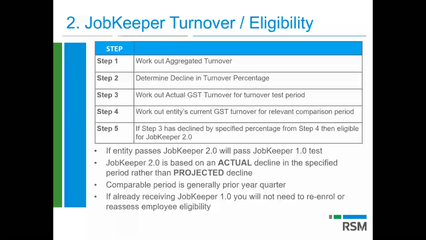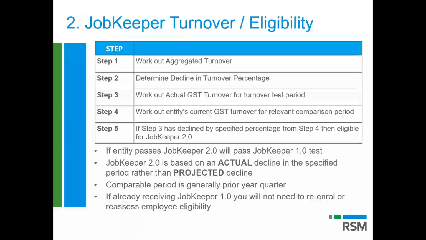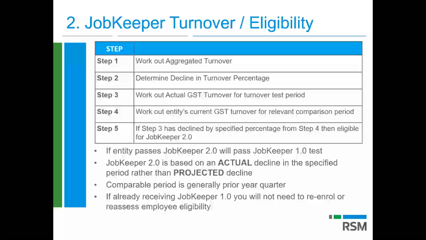As I said a moment ago, entities must satisfy both the decline in turnover and the actual decline in turnover test. And for entities who have already been registered under JobKeeper 1, the focus only needs to be on the actual decline in turnover test. However, there is some good news for entities that have not previously claimed under JobKeeper 1. Satisfying the actual decline in turnover test also means that the decline in turnover test is satisfied automatically. So while there are 2 tests under the rules for JobKeeper 2, in substance, if an entity meets the actual decline in turnover test, the decline in turnover test is also satisfied.